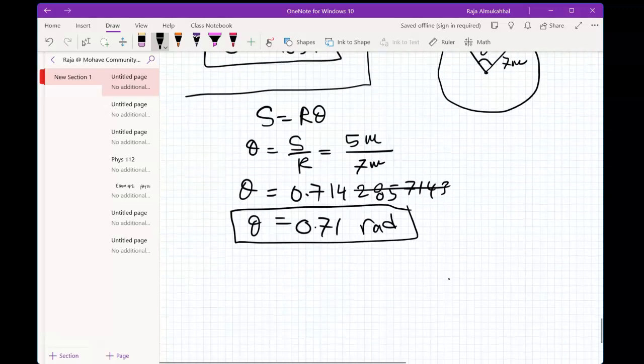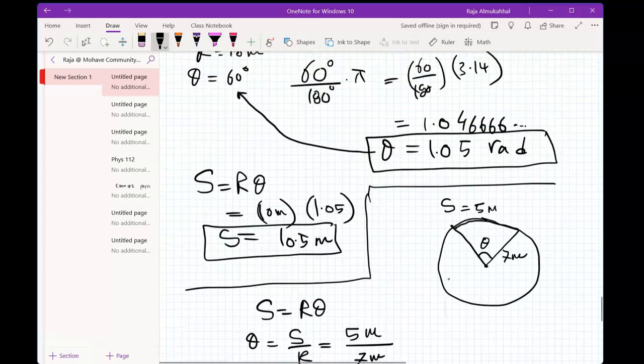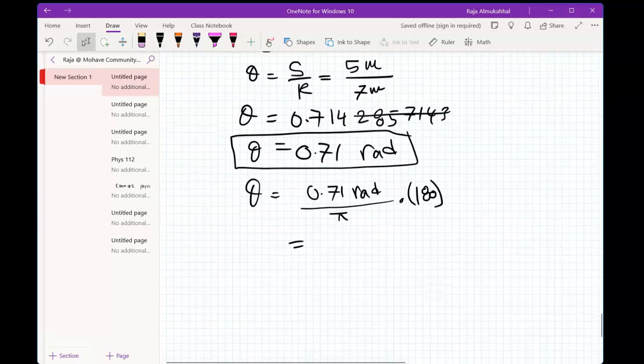You're not going to be asked to convert it to degrees, but if I want to, that's optional. So how do I do it? Well, it is 0.71 radian. What you do, you divide it by pi, and then you multiply by 180. Kind of do the reverse of what we've done at the top. Remember that? We have the angle in degrees, we divide it by 180 times pi. To do the converse, you divide it by pi and you multiply by 180. You know what I mean? So there we go.